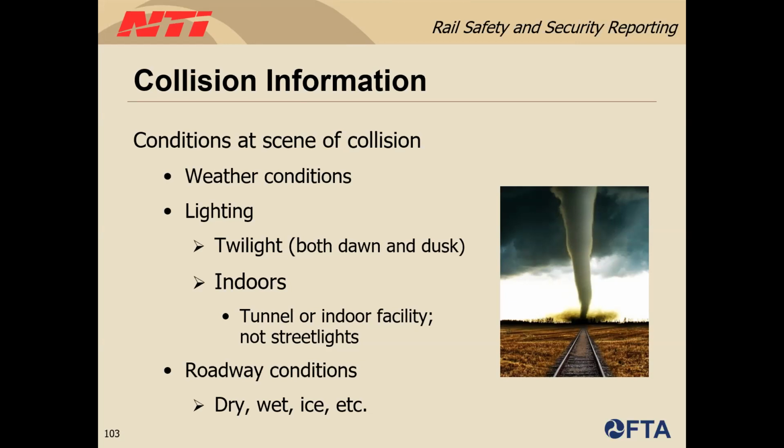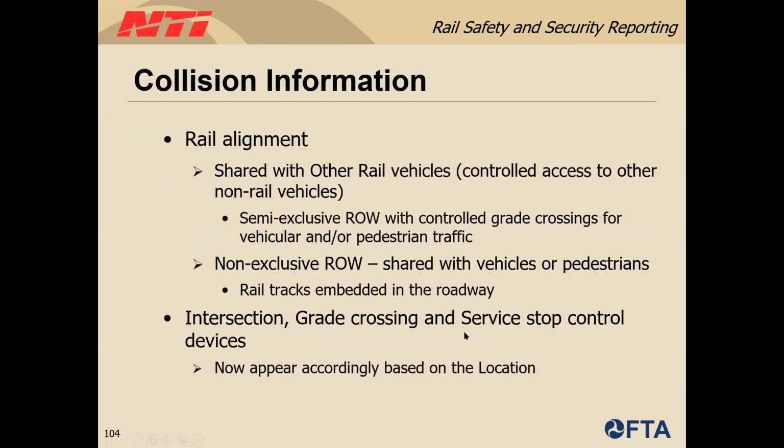The condition of the roadway is also collected, such as wet, dry, icy, and so on. Under the rail alignment, we're going to look at two of these options. The first is shared with other rail vehicles, controlled access to other non-rail vehicles. You would use this selection when the rail alignment is a semi-exclusive right-of-way with controlled grade crossings for vehicular traffic.